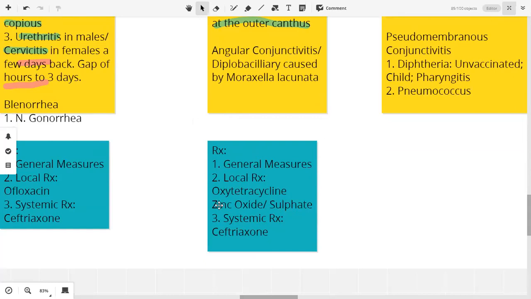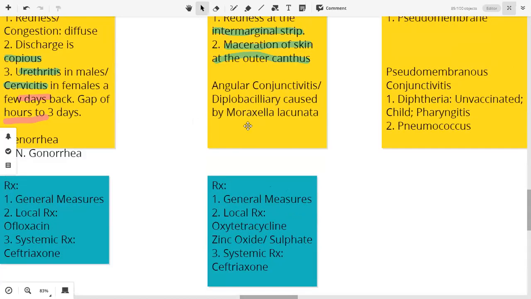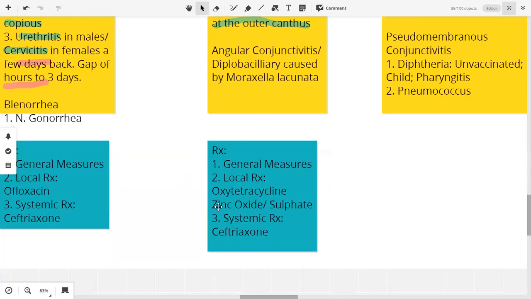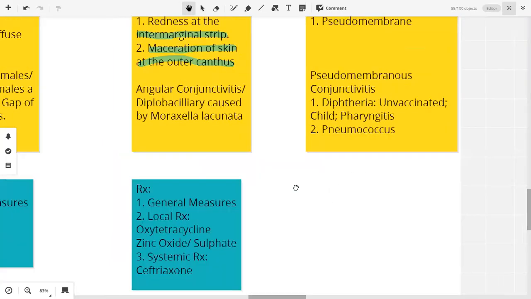Whenever a specific case asks for treatment, and you have the typical history of conjunctivitis, and your patient on examination has intermarginal strip redness and maceration of the skin at the outer and inner canthi, and the MCQ asks for treatment, you should always look for zinc oxide or zinc sulfate. It is always given in the MCQ. All right, this is important to remember.